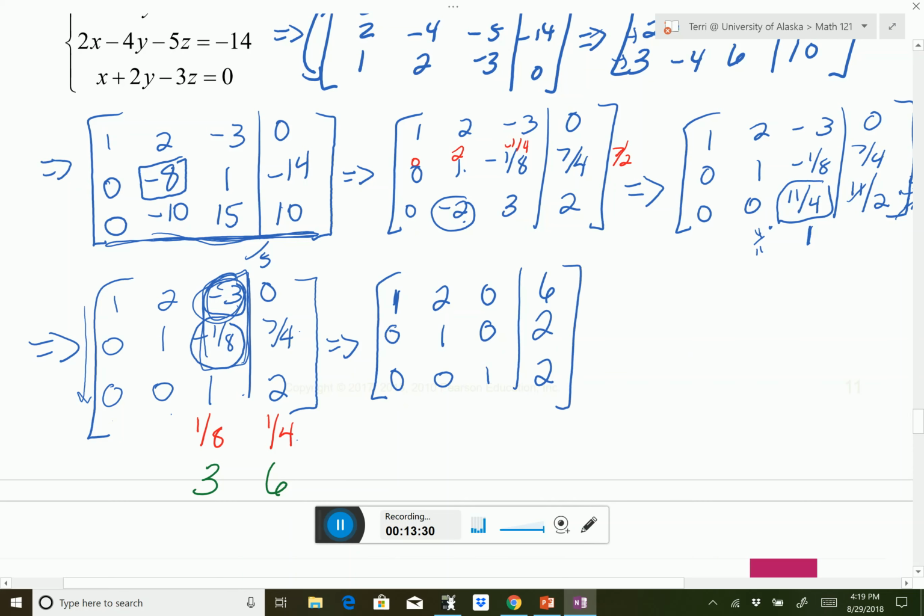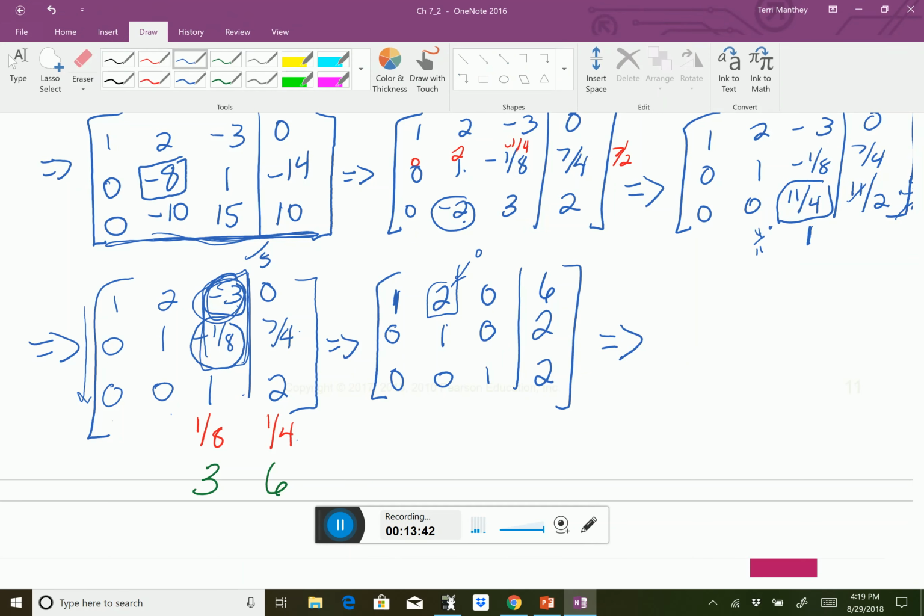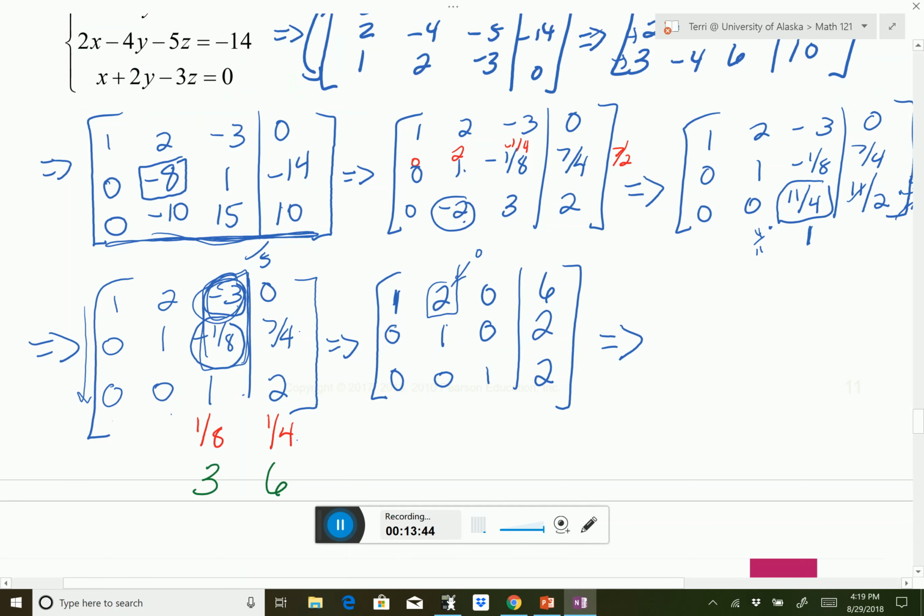Okay, one more step. Now, I'm going to use the middle one to fix this and make this into 0. So I need to multiply this row by negative 2. Nothing changes except for those two. Oops. It becomes negative 4.